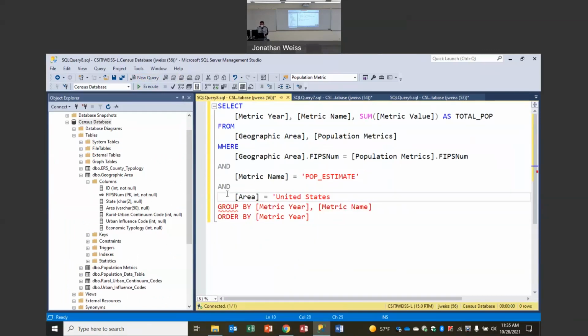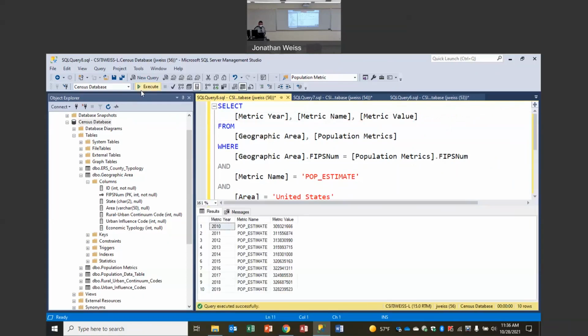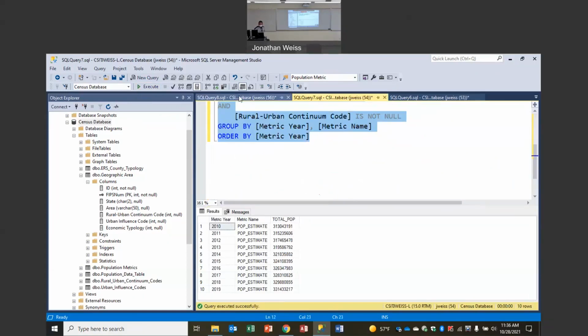United States. So that's our new metric. And we don't need the aggregate function anymore because we're just looking at the United States. So we can get rid of that. And then we run this query, and hopefully I did it right. Yeah, we get a total population estimate for the United States this way.